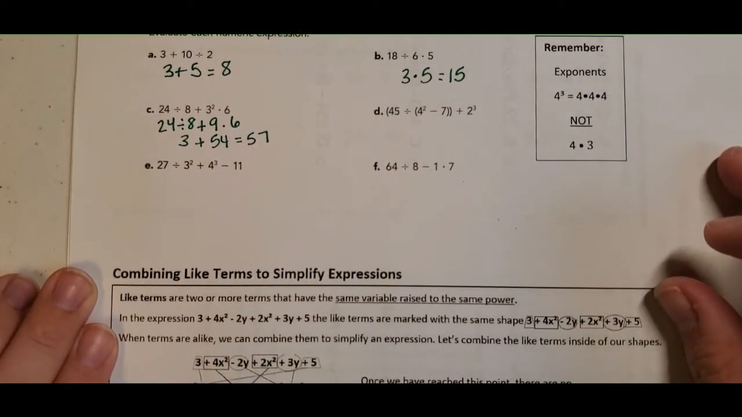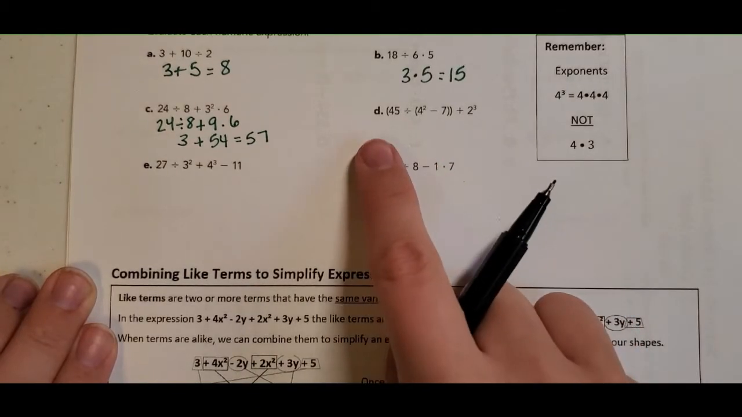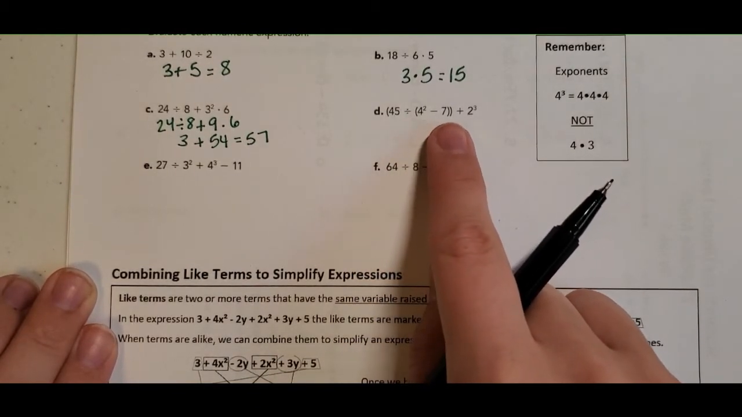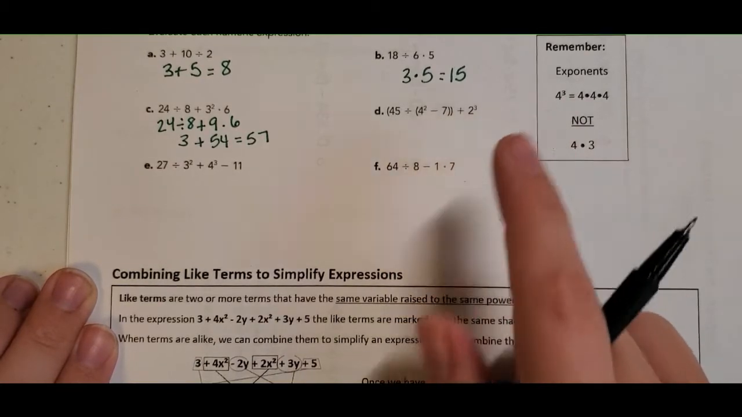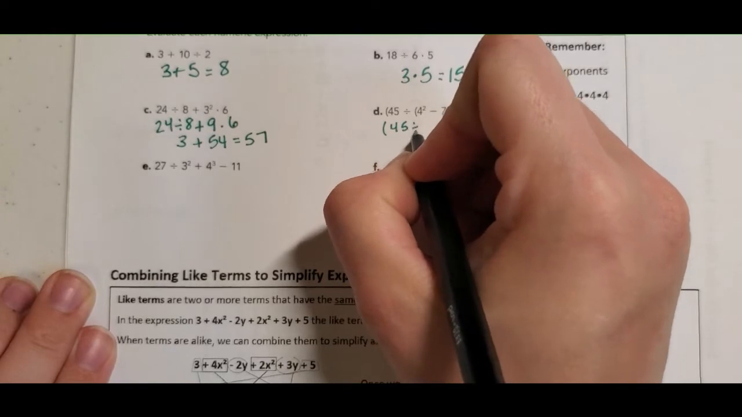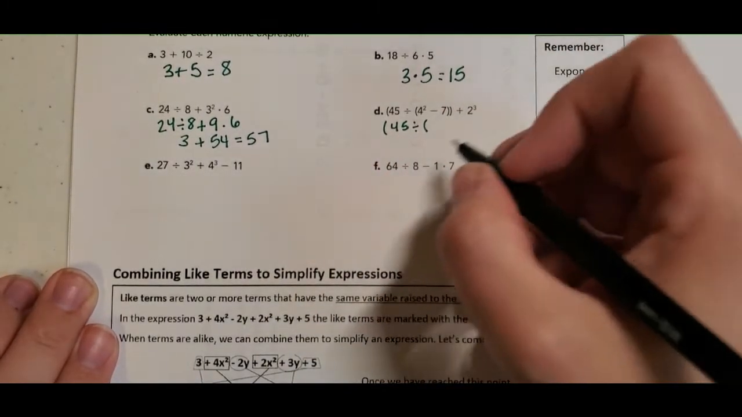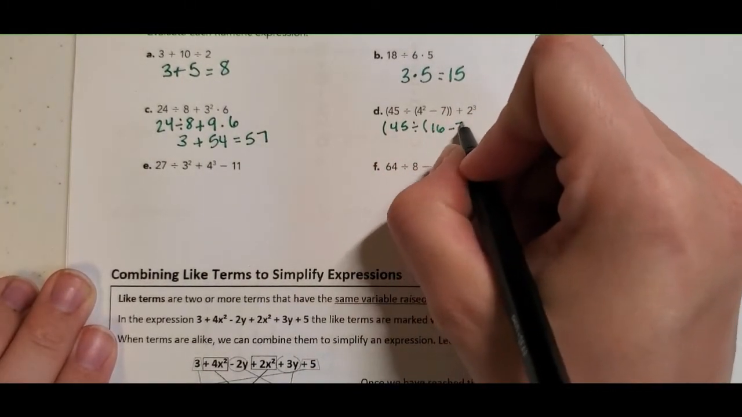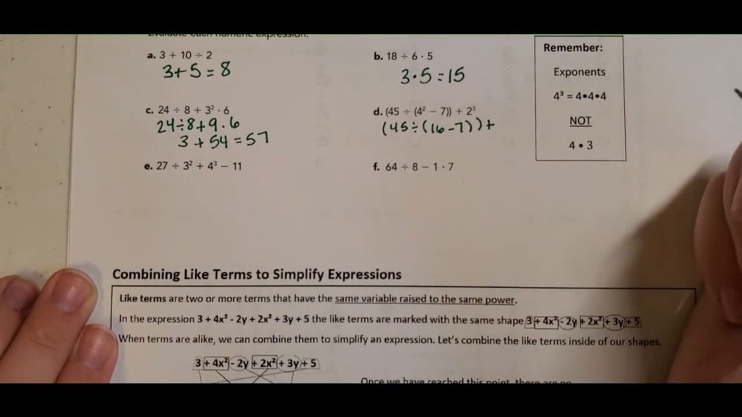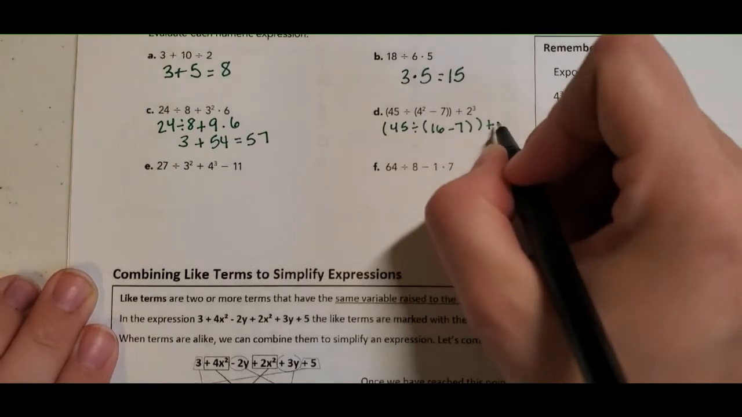Okay, looking at D, I have 45 divided by, in parentheses, 4 squared minus 7, plus 2 to the third. So exponents first. 4 squared is 16, so I have 45 divided by 16 minus 7, plus 2 to the third. That's 2 times 2 times 2, which is 8.